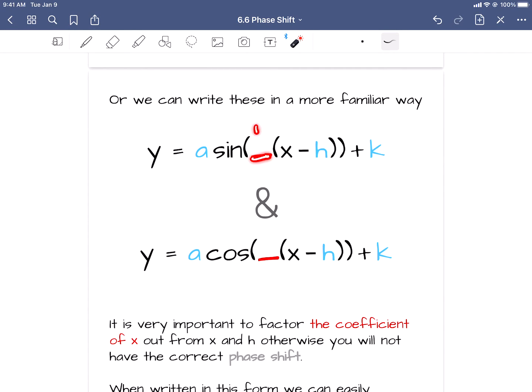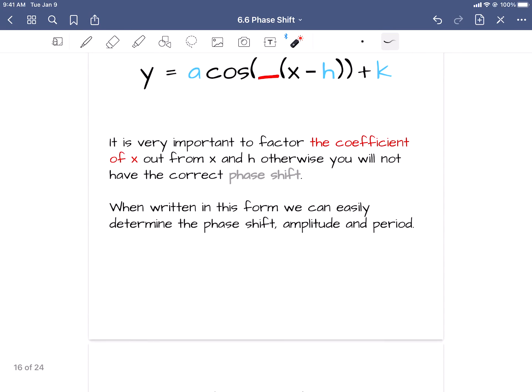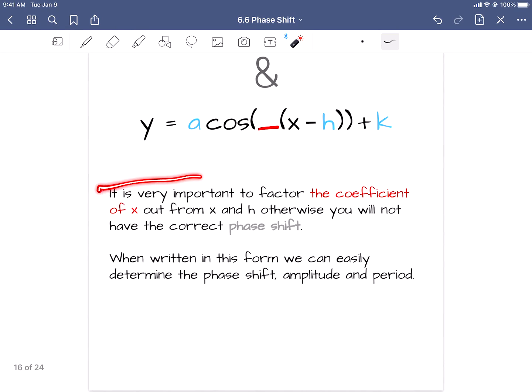And then we have this 1 over B. I'm leaving it not like that. I'm just going to leave it as this is the coefficient of x. And whatever it is, it has to be factored out. And I wrote that right here. It's very important you factor it out. And whatever it is, you multiply the x values by its reciprocal. Okay, so make sure you get it factored out, and that's what we're going to do in our first example.